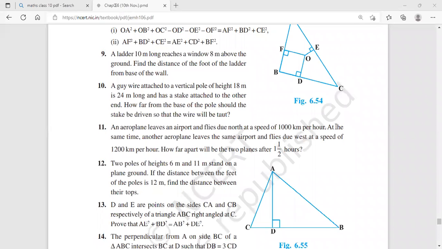Hello students. So we'll continue with the problems based on Pythagoras theorem. We are done till question number 8. So let's start with question number 9.